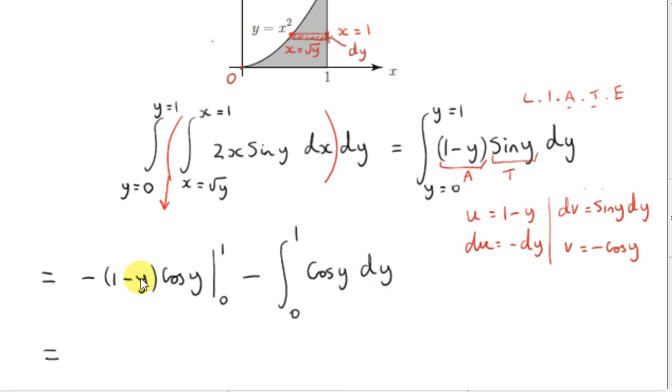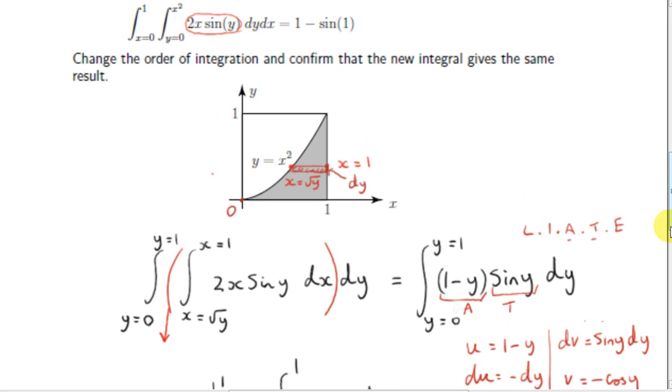If we plug 1 in for y, you can see that we get 0. If we plug 0 in for y, we get minus bracket 1 minus 0 times the cos of 0. Well, the cos of 0 is 1. Now the integral of the cos function is sine. All of this works out to plus 1, and here we get minus sine 1 minus sine 0, sine of 0 is 0. So you see that we get the same answer as before. We get 1 minus sine of 1.